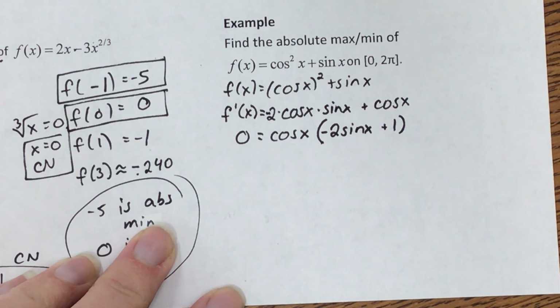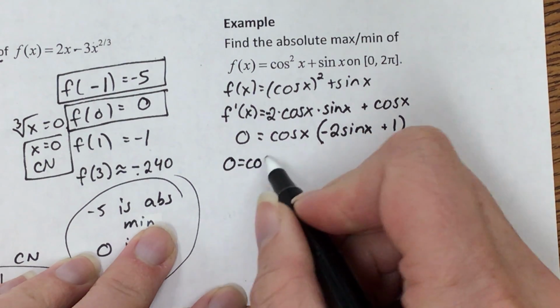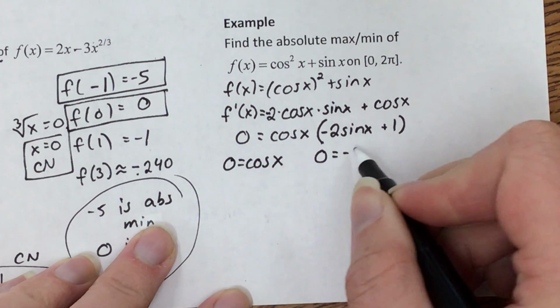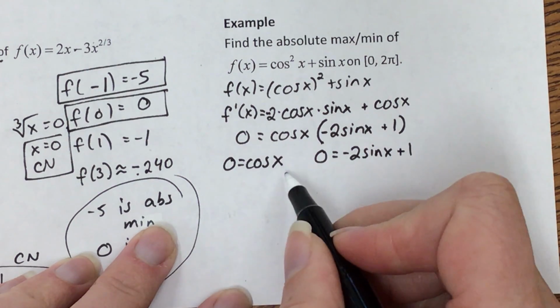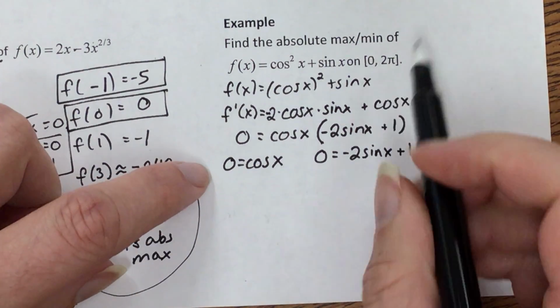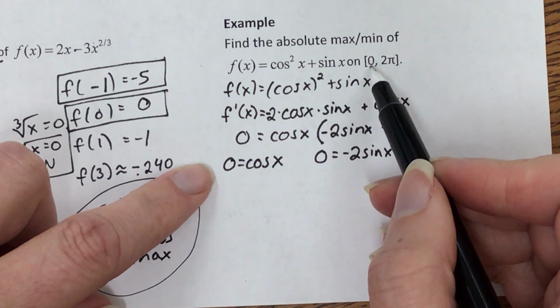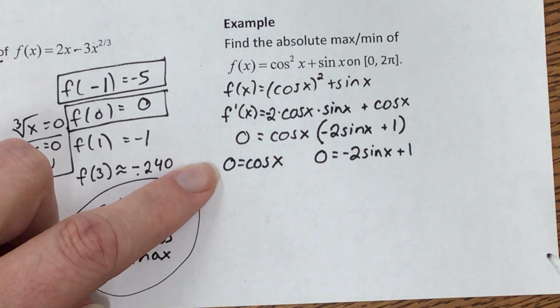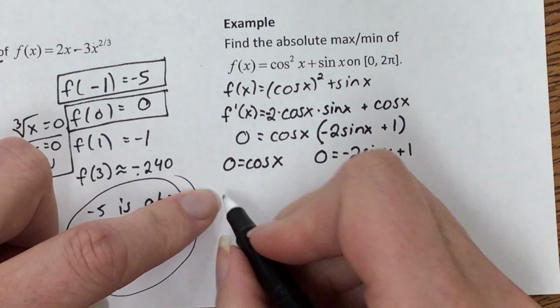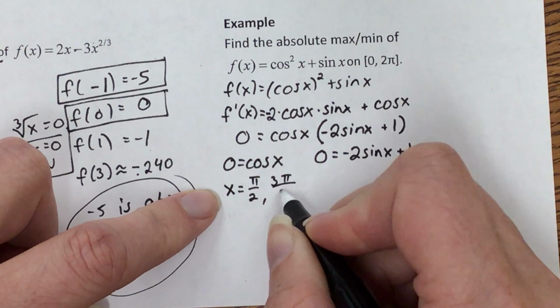You find the x values by setting each factor equal to 0. So 0 equals cosine x, and 0 equals -2 sine x plus 1. The first one, we need to get x by itself, so we're looking for including 0, including 2 pi, and including everything in between. What are all of the x values where cosine x equals 0? That happens at pi over 2 and 3 pi over 2. So x equals pi over 2, 3 pi over 2.